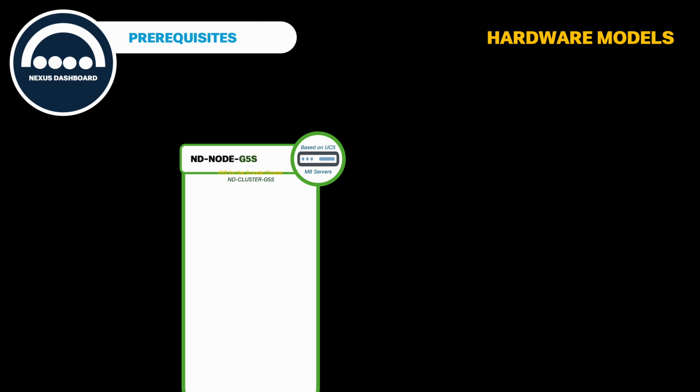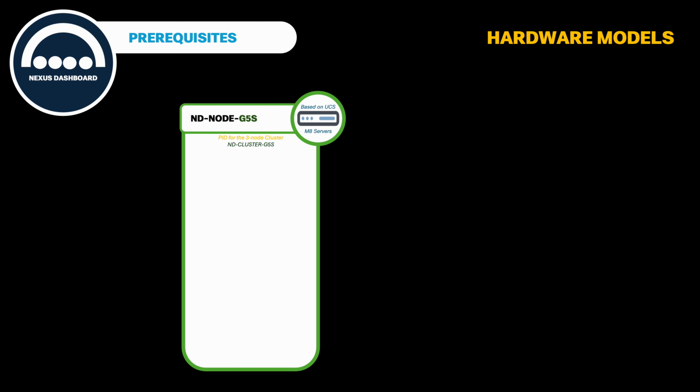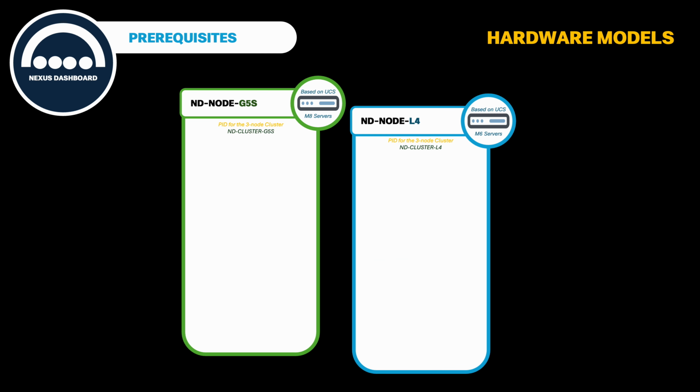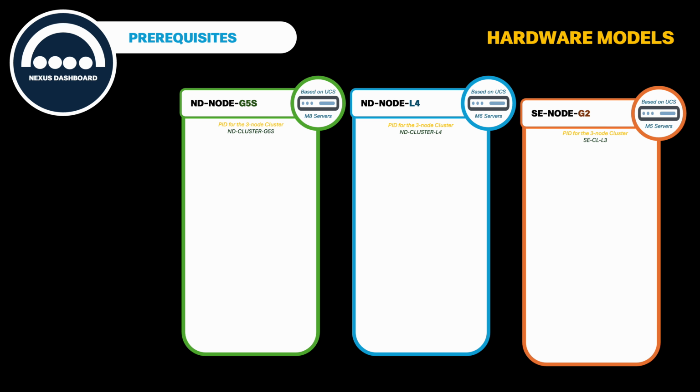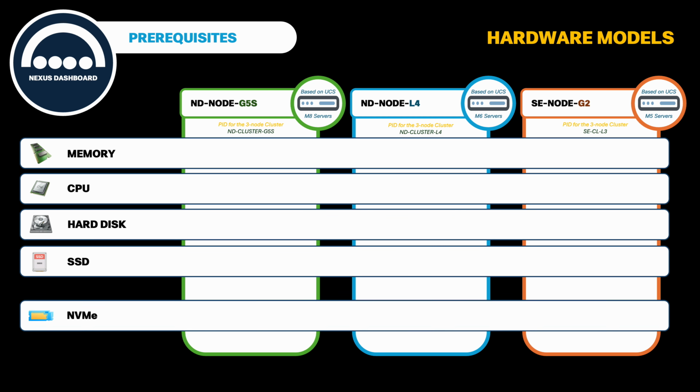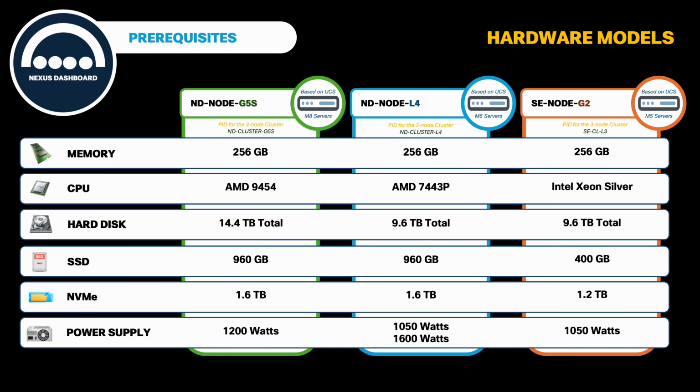them. Version 4.1 is compatible with the following hardware models: ND node G5S based on UCS M8 models, ND node L4 based on UCS M6 models, SE node G2 based on UCS M5 models. Each Nexus Dashboard node model is associated with a UCS server model. So the M8 model represents the latest Nexus Dashboard node model currently available.